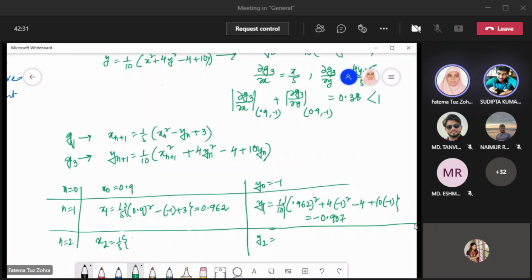Then 5, then 0.962 whole square, then minus 0.907 plus 3. So then the value becomes 0.966.